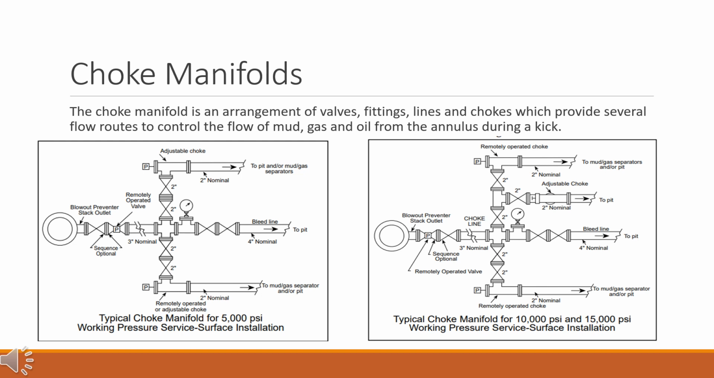Choke manifolds. The choke manifold is an arrangement of valves, fittings, lines, and chokes which provide several flow routes to control the flow of mud, gas and oil from the annulus during a kick. Typical choke manifold for 5,000 psi working pressure service surface installation. And typical choke manifold for 10,000 psi and 15,000 psi working pressure service surface installation.